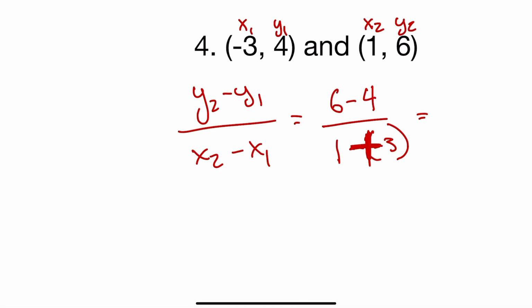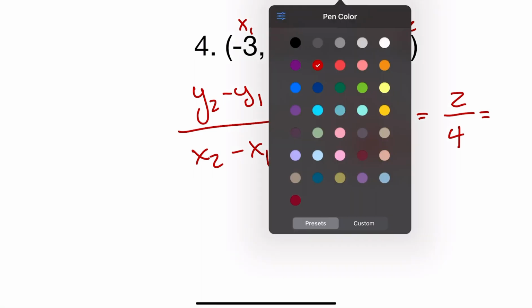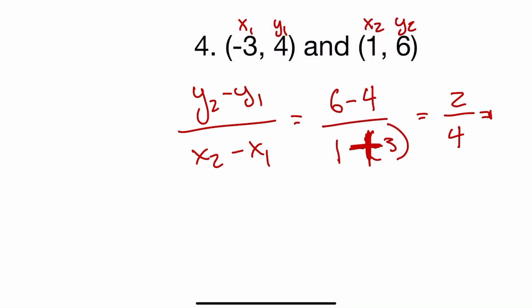All right, so on top, we got 6 minus 4. It's 2. 1 plus 3 is going to be 4. So, oopsies, that's not what I wanted. My goodness. There we go. So I'm going to say, or if we reduce this, that's also going to be 1 over 2. Okay.